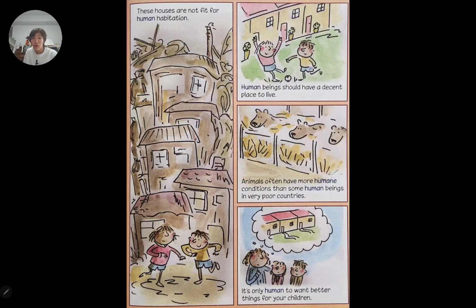These houses are not fit for human habitation. Human beings should have a decent place to live. Animals often have more humane conditions than some human beings in very poor countries. It's only human to want better things for your children.